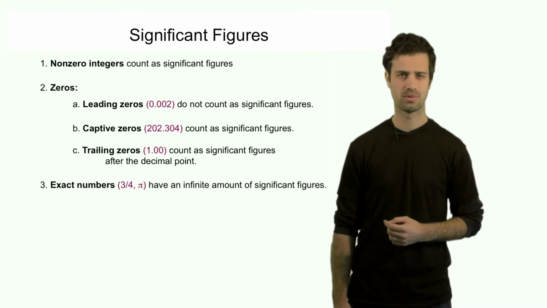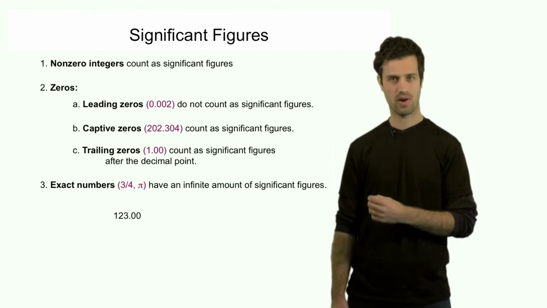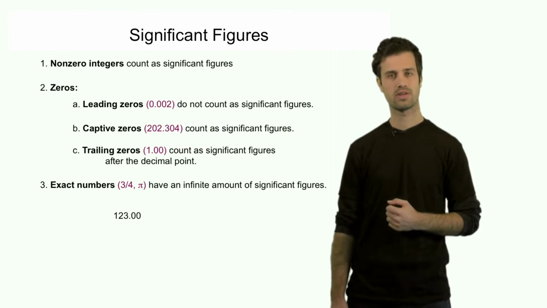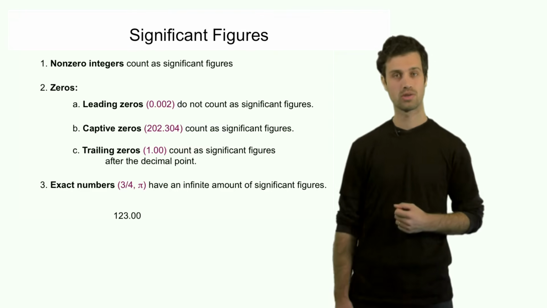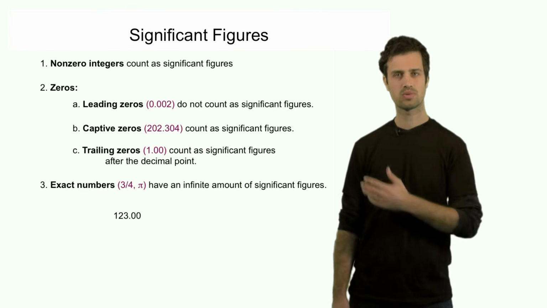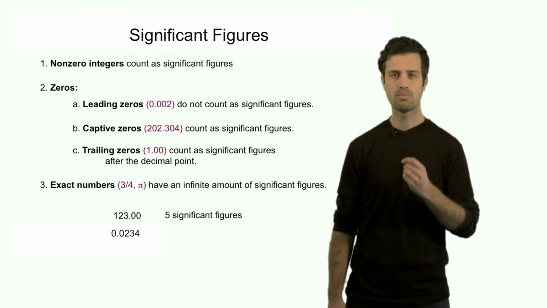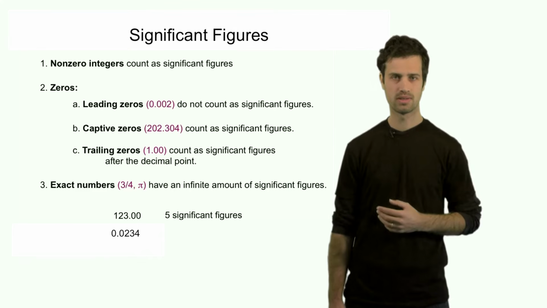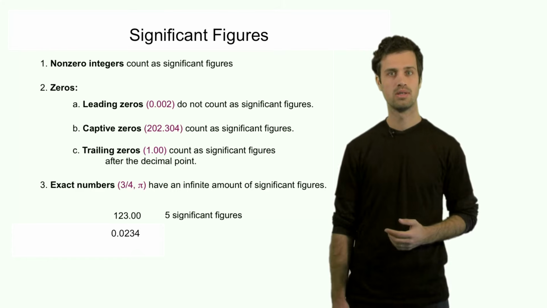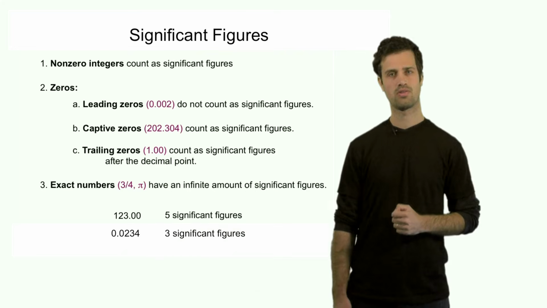Let's do a couple of quick examples. Let's take this number here, 123.00. How many significant figures does it have? The 1, 2, and 3 are significant, and the 2 zeros are also significant because they appear after a decimal point. So this one has 5 significant figures. How about this number here, 0.0234? This one has leading zeros. The leading zeros do not count. The 2, 3, and 4 do count. Those are 3 digits, so this one has 3 significant figures.